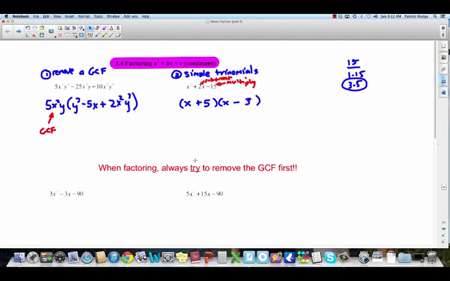But you want to at least try, because if you can remove a greatest common factor, you want to do it before you do anything else. So in today's work, you can bet you're almost always going to be able to remove a greatest common factor. That's why I'm focusing on it here.